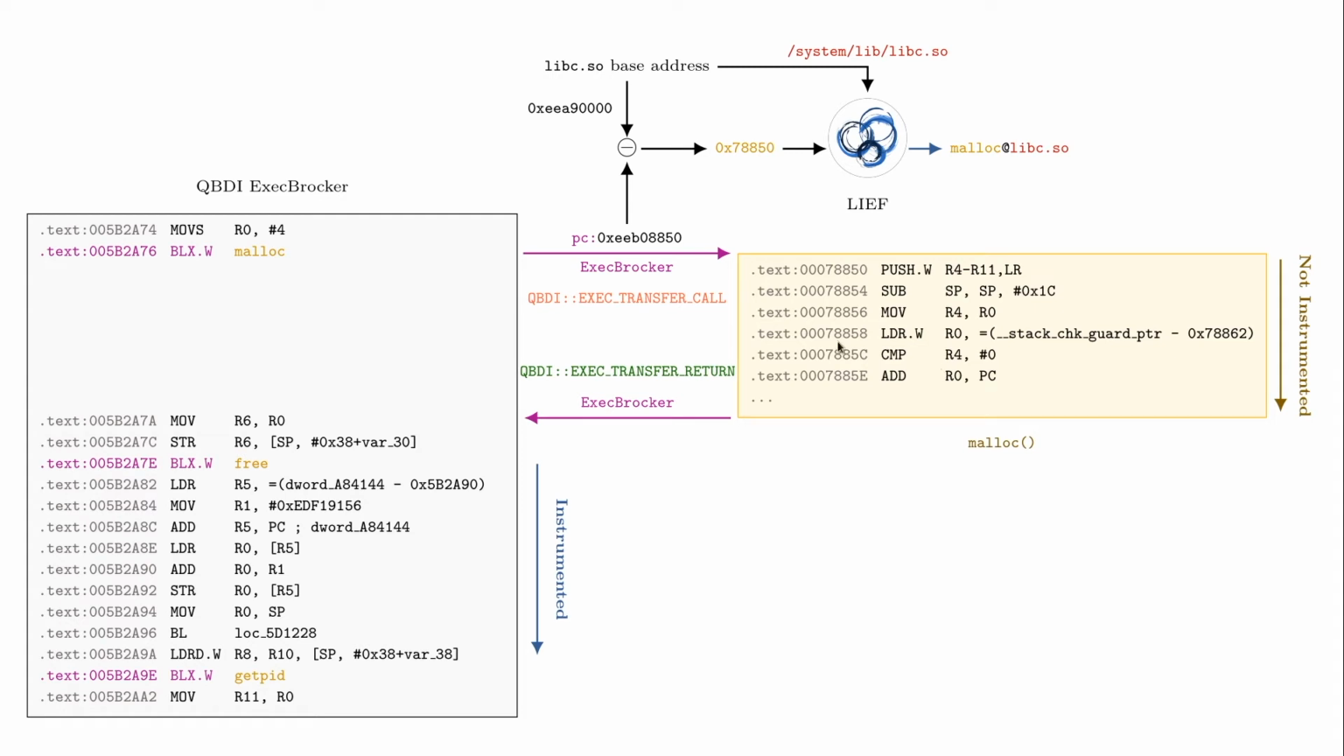So this diagram summarizes the process when there is an external call. Here, at some point in the instrumented code, we have a branch to malloc. QBDI is able to detect that the absolute address of the branch is not part of the instrumented range, so we don't want to instrument the code at this address. QBDI will just say, I'm stopping the instrumentation, by triggering this event. Since we are in the process, we can resolve the base address associated with this absolute address.